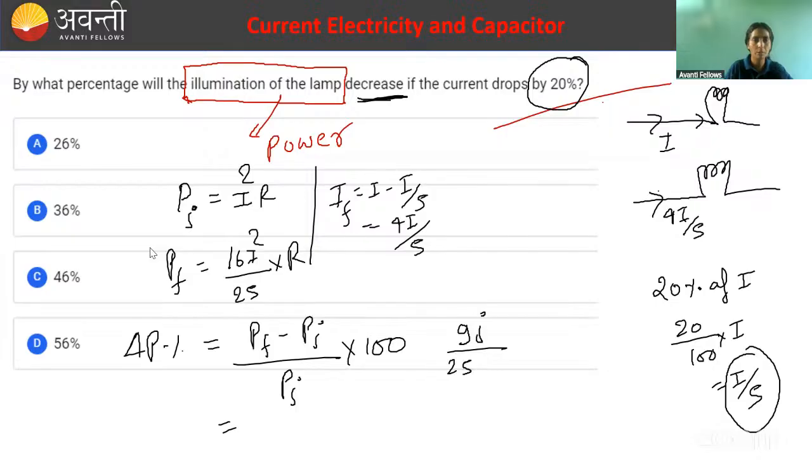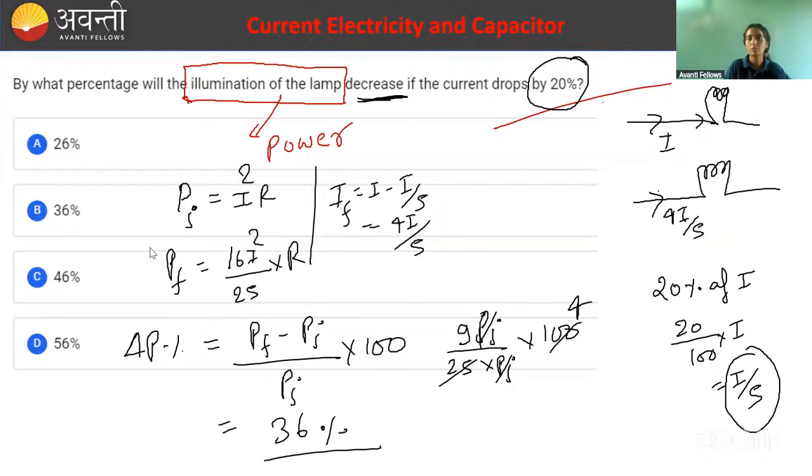9π/25 into π into 100, so this will get cancelled, and the percentage we are getting is 36%. So this will be the answer. Answer will be your B, not C.